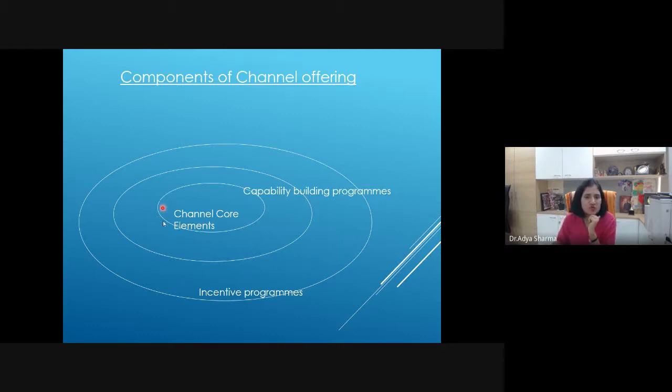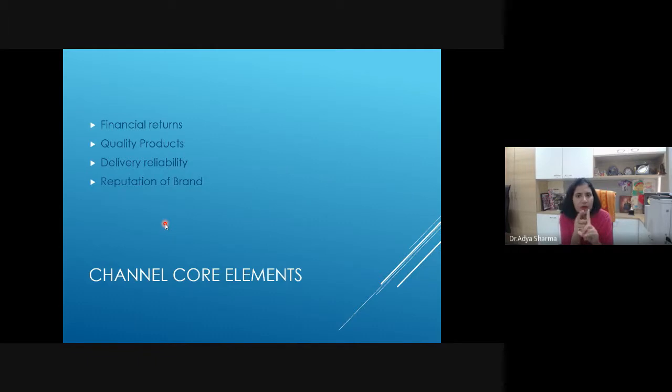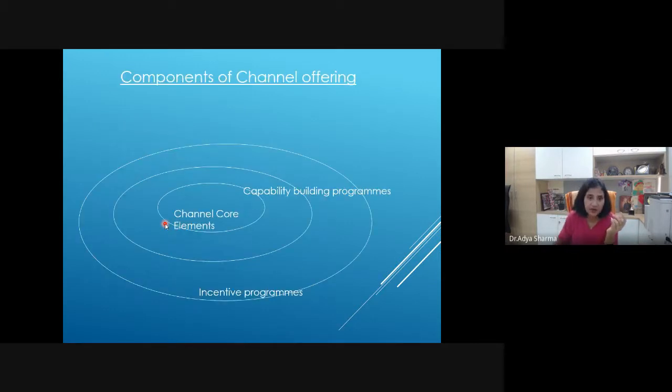The first and foremost, channel core elements. Channel core elements are four things: financial returns, quality products, delivery reliability, and reputation of a brand. Look at this diagram. The first is channel core element, right? Then comes capability building programs, and then comes incentive programs. So it's like a pyramid. Please first take care of the channel core elements, then go to capability building programs, and finally incentives. Don't talk about capability building programs without taking care of the channel core elements. Your channel members will not be interested. It's in a way like Maslow's hierarchy. You have to first cross a certain step before you start talking about step number 2 and 3 and 4.